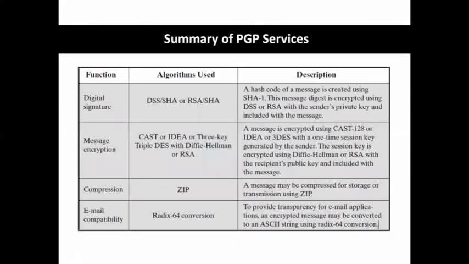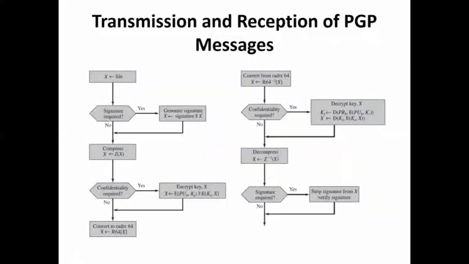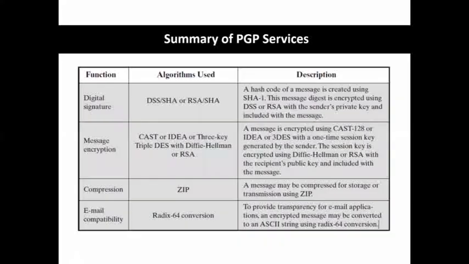Next is the summary of the PGP services. For the digital signature, the algorithm used here is DSS, the digital signature standard, or RSA with SHA algorithm. Whatever hash code is generated for the message is created using the SHA-1 algorithm.